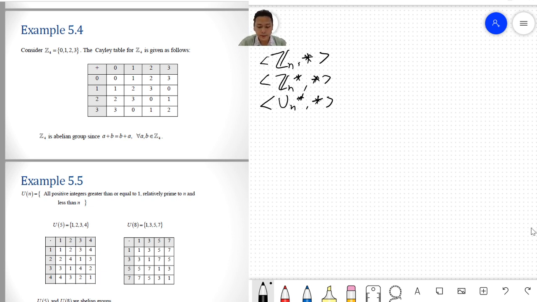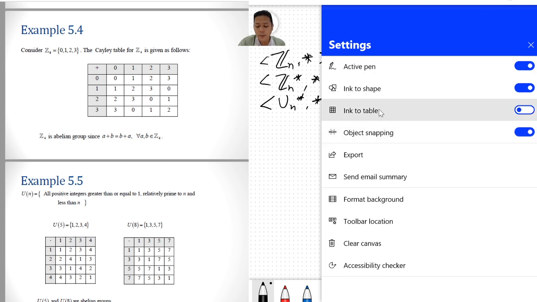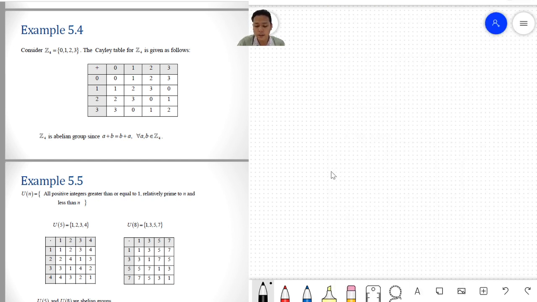We start first with the case of Z4 plus. To recap, we have four properties to define a group. The first one is closure. For every element in the given group, A binary operation with B will produce C. This C must also be in the same G.